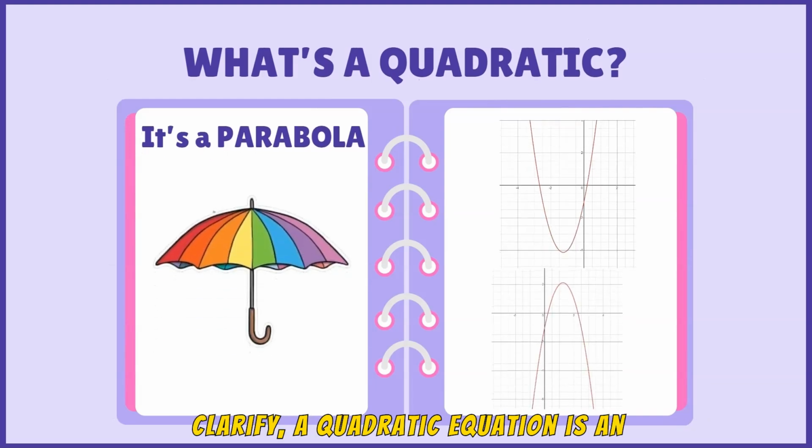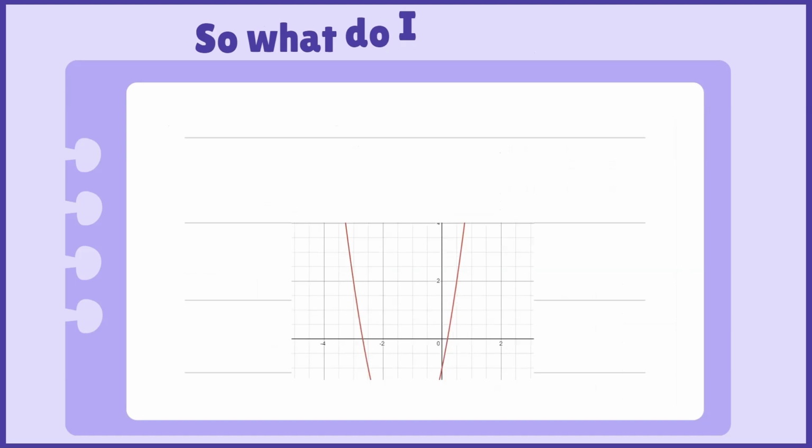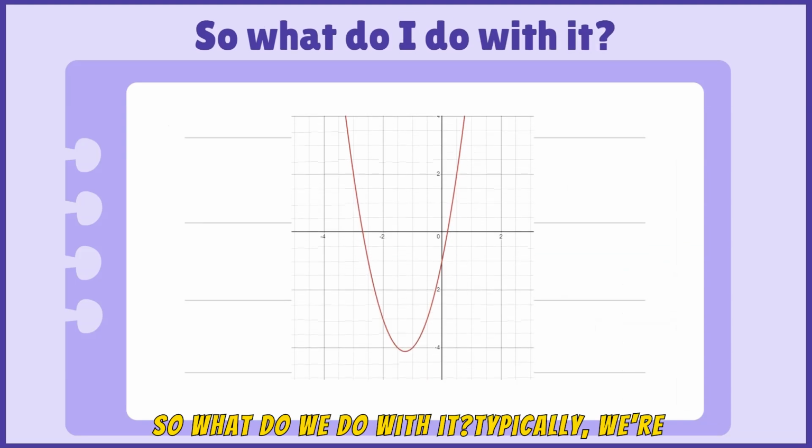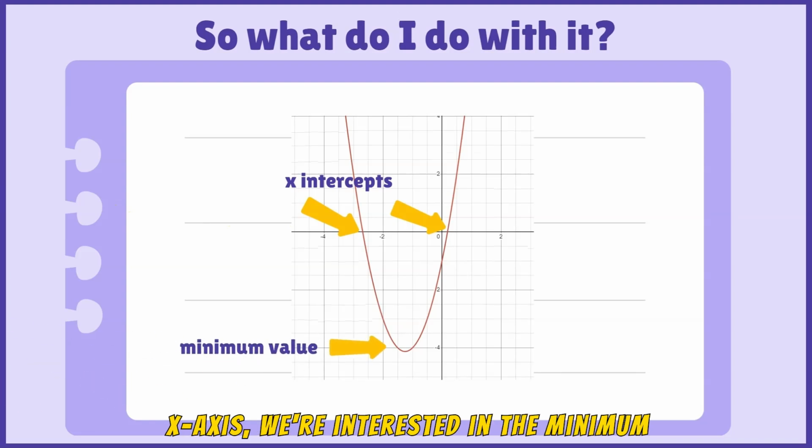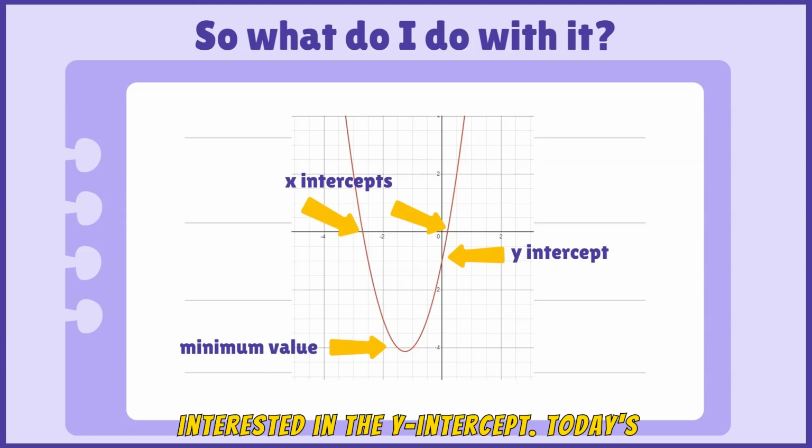Just to clarify, a quadratic equation is an equation whose graph is called a parabola. It's in the shape of an umbrella and it's either facing up or facing down. So what do we do with it? Typically, we're interested in 4 key points: the x-intercepts, where the curve cuts the x-axis. We're interested in the minimum value of the quadratic, and we're also interested in the y-intercept. Today's video is all about finding the x-intercept through factorization, which is considered solving the equation, so it's a pretty big deal in math.